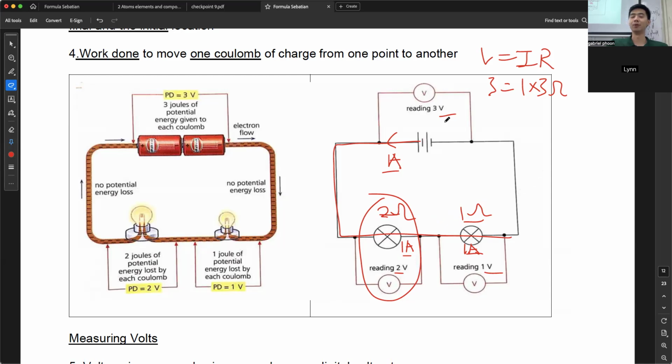Do you know what I'm talking about? This one here will be a total of 3 ohms, because the total voltage is 3 volts, total current is 1 ampere, and the total resistance will be 3 ohms. So ohms equals to voltage? Sorry? Ohms is the resistance. Voltage is volts.